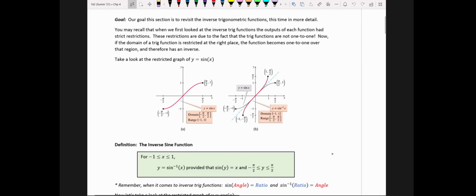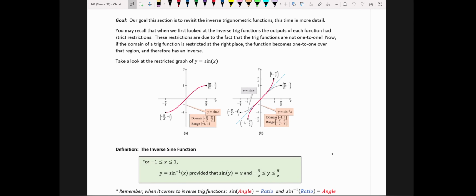Okay. What you're going to observe with all 6 trig functions is they're not one-to-one functions. Meaning that the trig functions pass the vertical line test, but they don't pass the horizontal line test. Therefore, when you take the inverse of the trig function, it's no longer a function unless we restrict the domain of the trig function and the range of the inverse trig function.